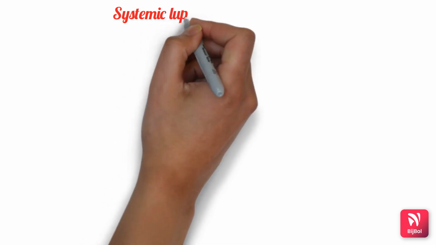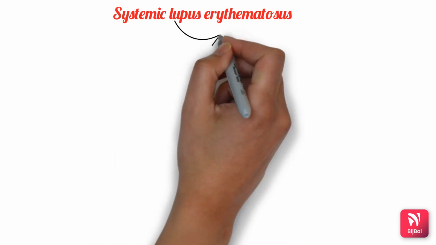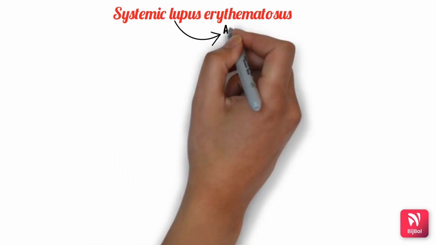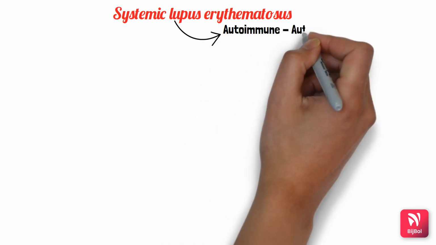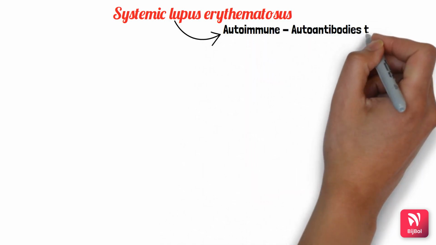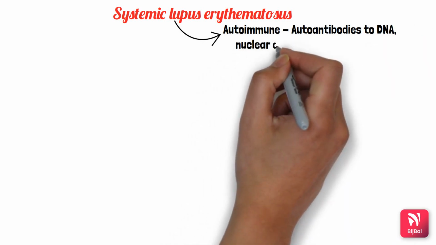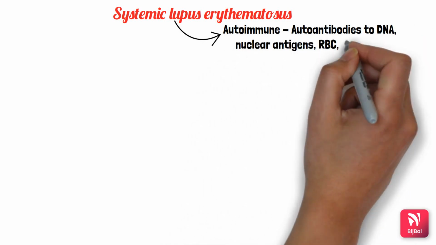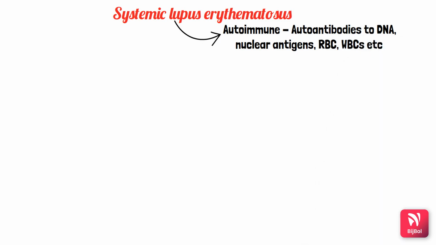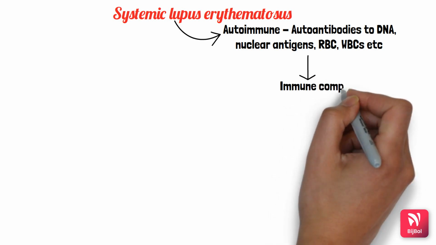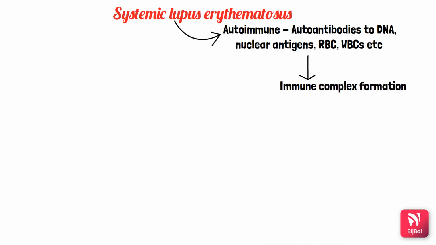Next, moving to the second disease, that is systemic lupus erythematosus. This systemic lupus erythematosus is an autoimmune disease, and it also manifests as a type 3 hypersensitivity reaction, wherein immune complexes will be formed within the circulation. As I told you, it is autoimmune. Here the autoantibodies will be against the nuclear bodies as well as blood cells, that is DNA, nuclear antigens, RBCs, WBCs, etc. As it is a type 3 reaction, immune complexes will be formed within the circulation.